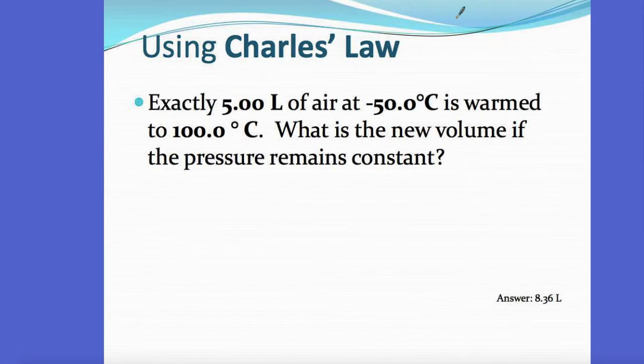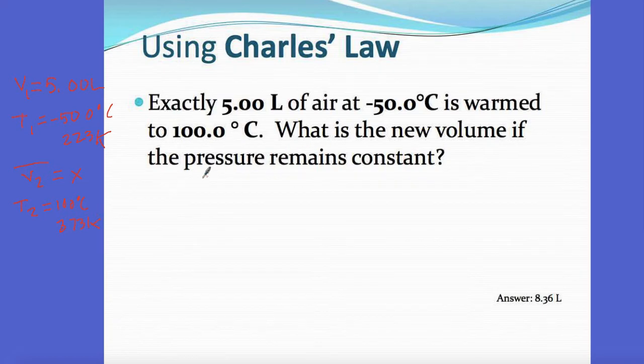All right. I'm going to pretend I don't know what law to use, so let's write down our givens. We have a volume, we'll call it V1, equal to 5.00 liters. Then we have a temperature T1 equal to minus 50.0 degrees Celsius. Add 273 to that, and I get 223 Kelvin. I'm not going to do the math out every time for all of those. Then I have V2, that's our X, and our temperature now, T2, is equal to 100 degrees Celsius. I add 273 to that, and I get 373 Kelvin.